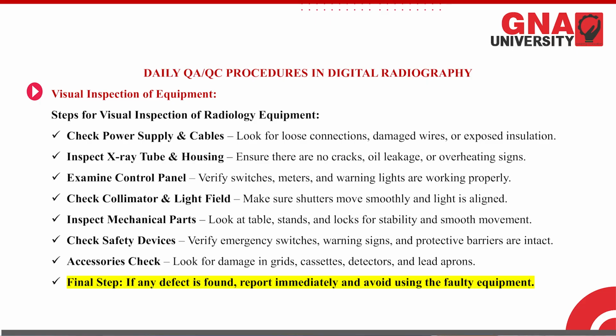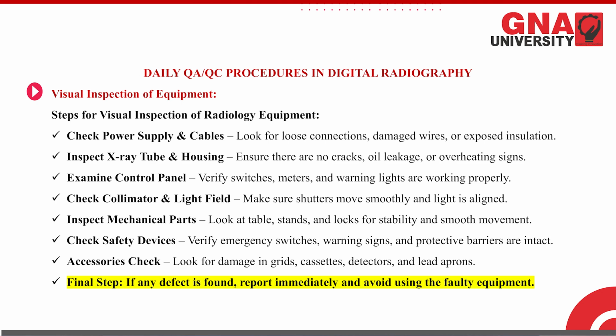We have to check the stands, that is the stands of the X-ray tube, the arms of the X-ray tube, and the locks for stability, whether the locks are working properly or not. And smooth movement: we have to check the movement of the X-ray tube also, whether it is moving properly or not. That is also part of the visual inspection.